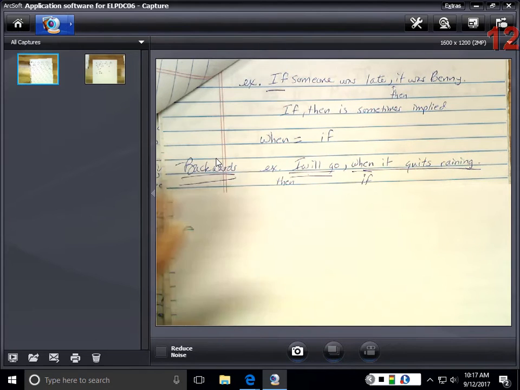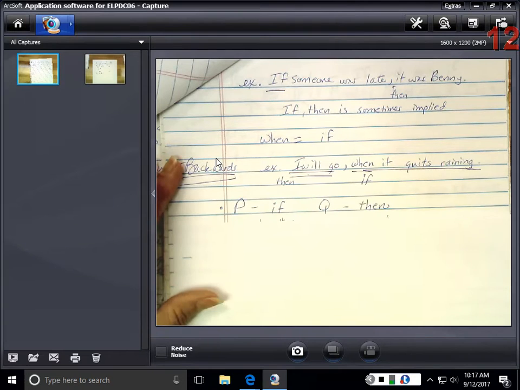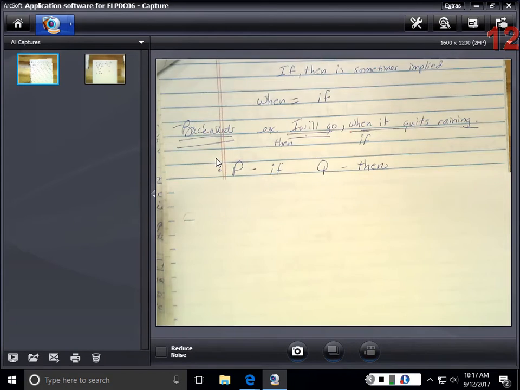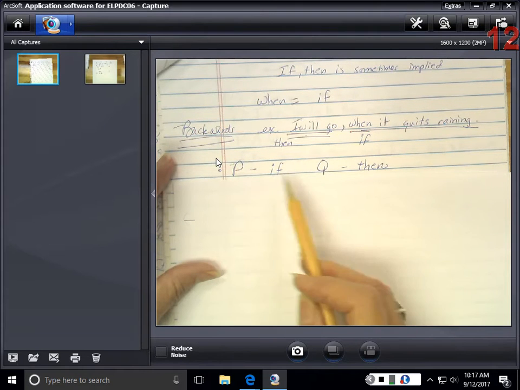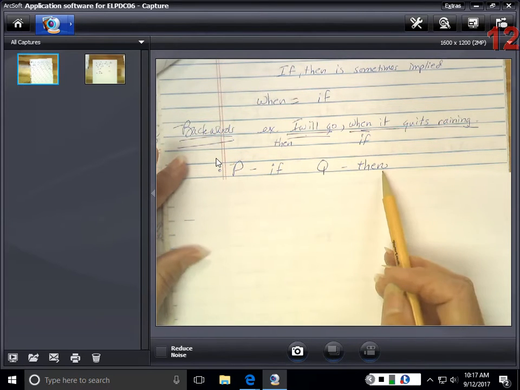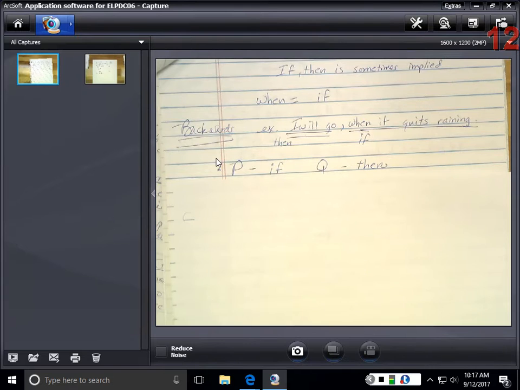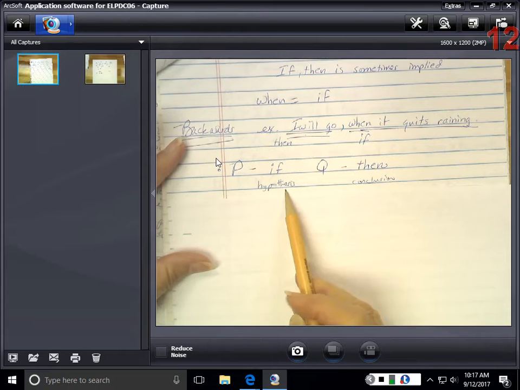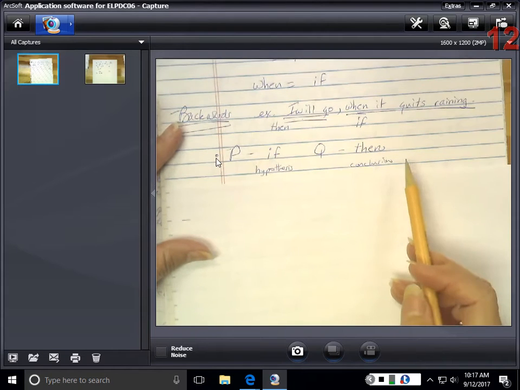So you have to be careful on some of them where it is. Now we have a symbol that stands for the if and a symbol that stands for the then. The P is the if, the Q is the then. Now they're going to take a big long sentence and shorten it and make symbols out of it. Okay, and you have to keep this close where you can, so you can memorize it. The if part, of course, is the hypothesis. The then part is the conclusion.